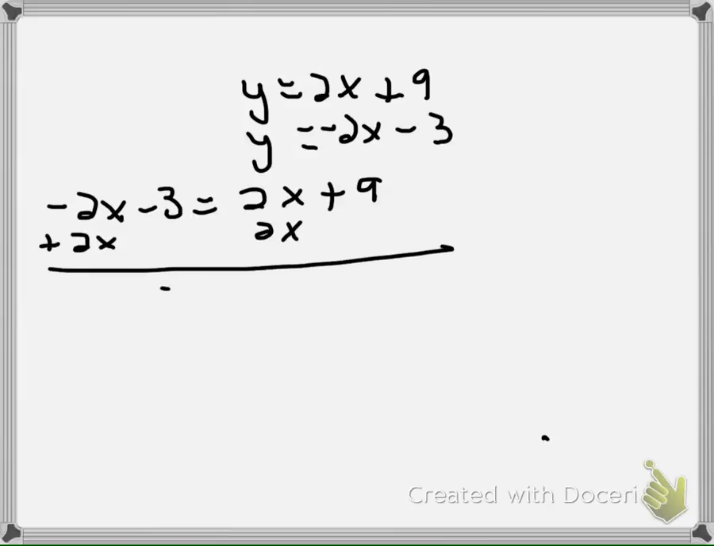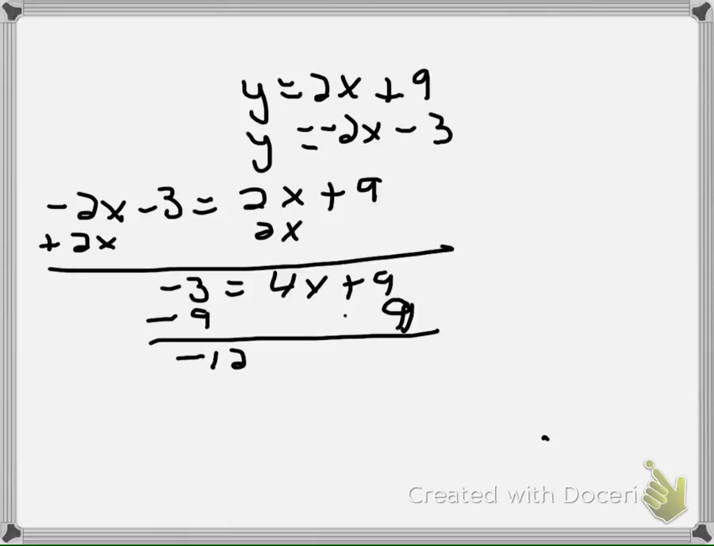That's going to give me negative 3 is equal to 4x plus 9. Now I'm going to have to subtract 9 here, and subtract 9 here. That's going to give me negative 12 equals 4x. Divide by 4, and x is equal to negative 3.